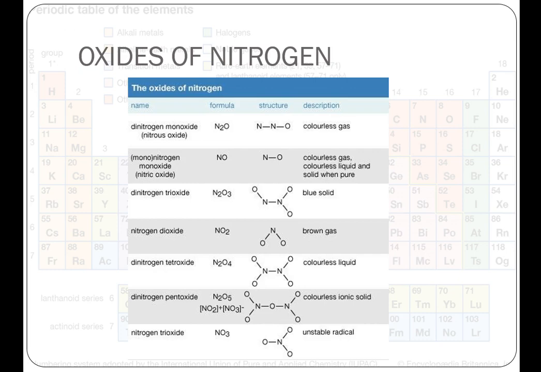Students, in the examination, you generally get one question from this chapter where you will be asked to draw the structure of some compound. So you have to remember the structure of all the compounds of this chapter.